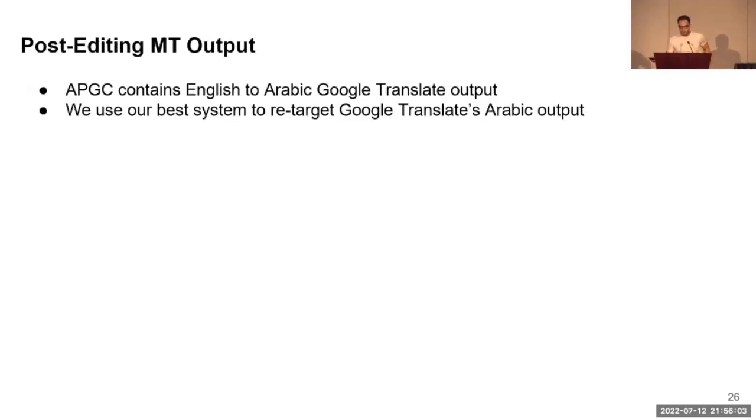Now, how can we use this in real life? We applied the gender rewriting system to post-edit the output of Google Translate to retarget it to different users. Now, the corpus, as I mentioned, does include English to Arabic Google Translate output. So we use our best augmented system to retarget the Google Translate output to different user target gender contexts.